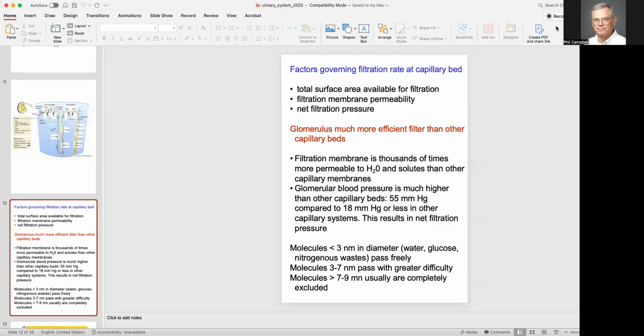Now, filtration is obviously size dependent. If it's small enough, it fits through the holes, it goes through. These are less than 3 nanometers. Then as we get a moderate size, there is less efficient movement. And then, of course, if we get too big, it can't go across. All right. It's a standard size exclusion filtration membrane.